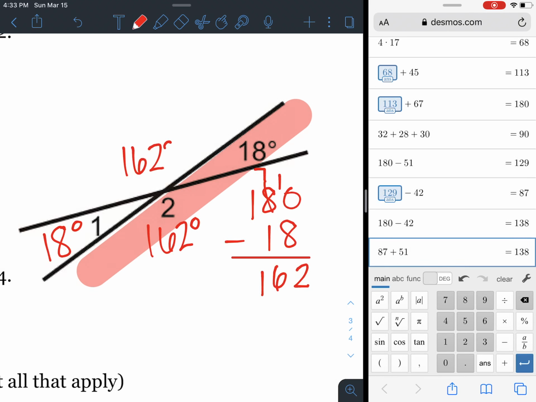This last one over here that wasn't given would also be 162. So vertical angles, the ones that are diagonal, they share this center, are equal. They're the same.